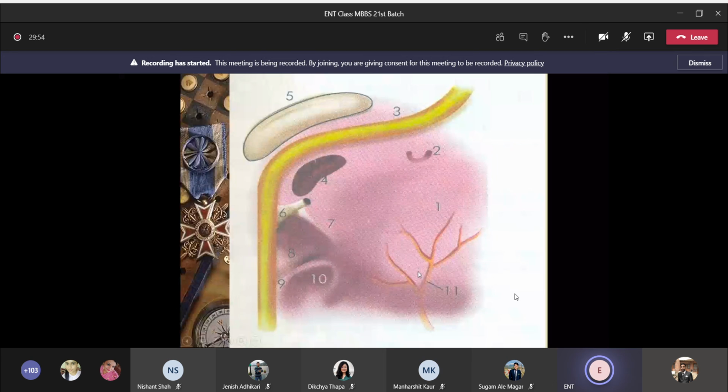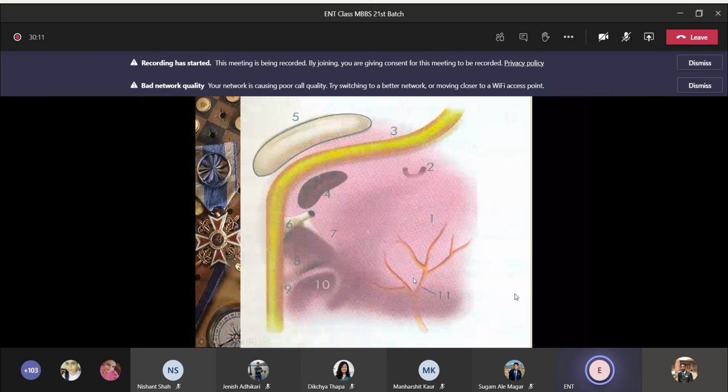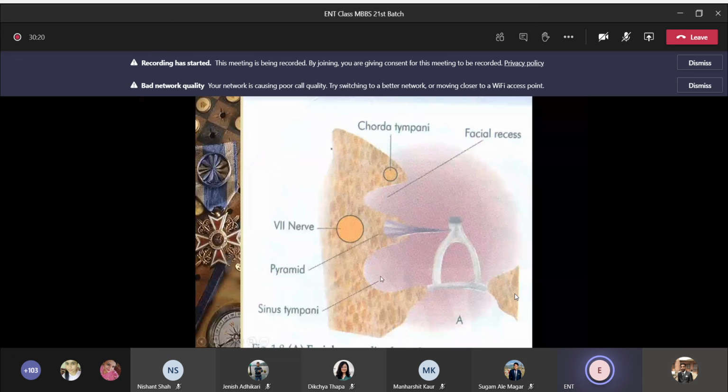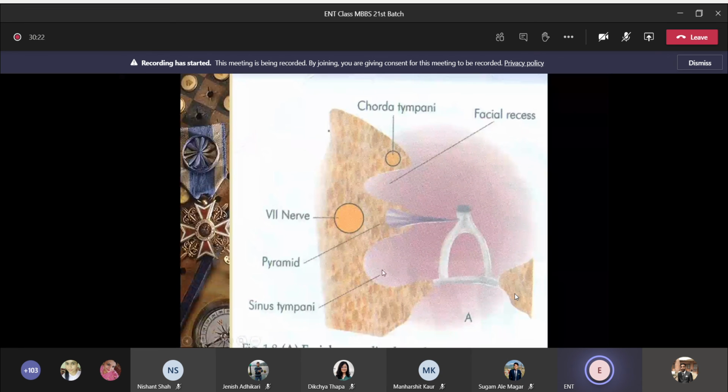And this is the facial recess. In the facial recess, superiorly there is the chorda tympani nerve, and inferiorly there is the facial nerve. And there is the sinus tympani. This is the place where there is a high chance of cholesteatoma being left out during surgery, because it is very difficult to visualize this place.